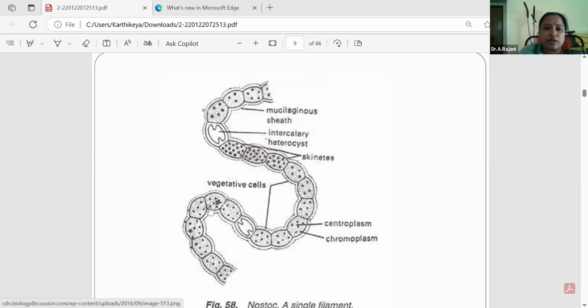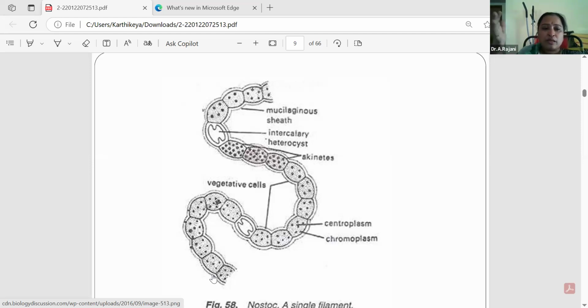Each and every cell of NOSTOC you can observe is surrounded by a cellulose cell wall. The protoplast shows a typical MYXOPHYCEAE structure. What is the meaning of typical MYXOPHYCEAE? That is, an inner colorless centroplasm and an outer pigmented chromoplasm. This is the important characteristic feature of NOSTOC or cyanobacteria.